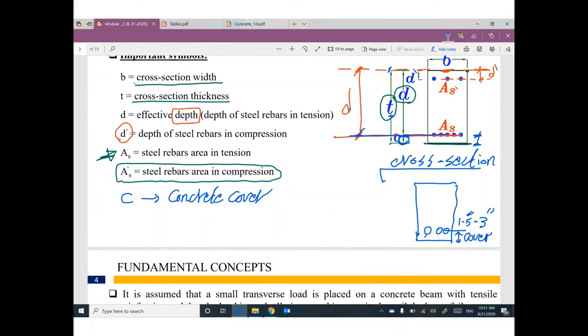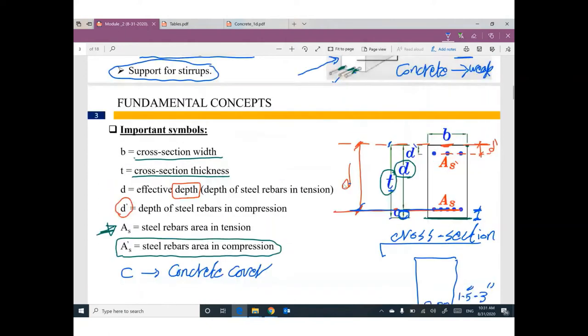So during this course, the reinforced concrete beam will be represented by the cross section. Sometimes we have steel reinforcement in the compression zone, called area steel prime, and the steel reinforcement in the tension zone called area steel. The dimensions for the cross section: we have width B, total thickness T, depth D, depth D prime, and cover C. Any question?